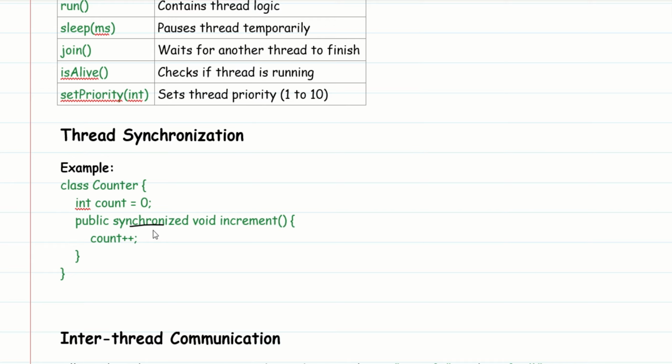Without synchronization, threads may overwrite each other's changes. So use synchronized methods or blocks to ensure that only one thread accesses the critical section at a time. Like in banking systems or e-commerce, we use synchronization. We'll see detailed examples in the later part of this video or in the next video.